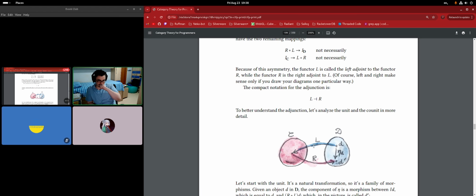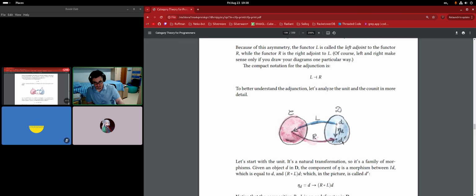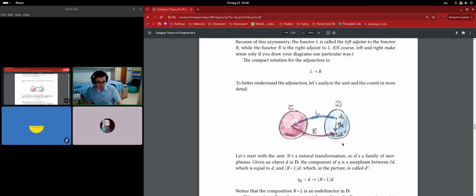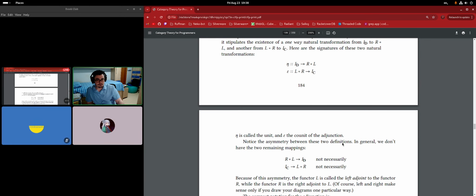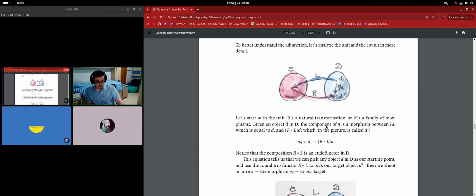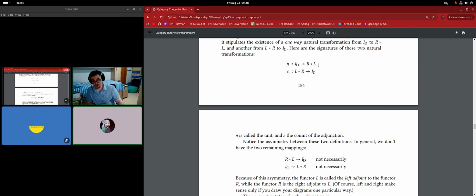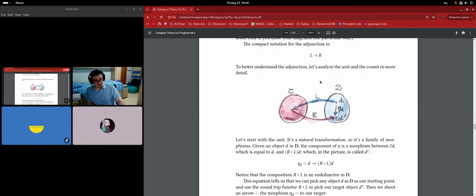To better understand the adjunction, let's analyze the unit and co-unit in more detail. So this is basically what we're talking about. Let's start with the unit. We're talking about this one, the one above. It's a natural transformation, of course, because we're going from the identity functor to a composition of two functors, which is a functor, because functors do make a category. It's a natural transformation, so it's a family of morphisms.